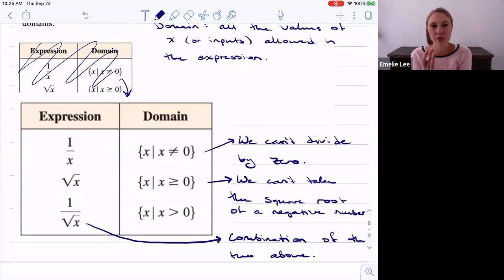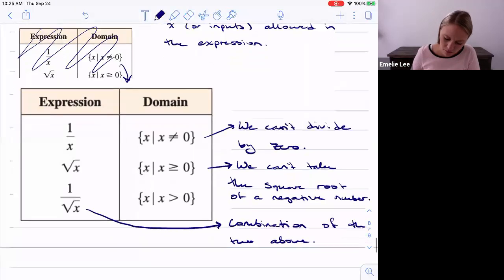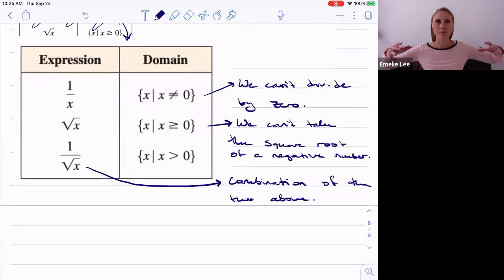So these are just things that we need to drill into our minds, right? We can't divide by 0. I can't take the square root of a negative number. And there can be combinations of these things that I need to keep track of, right? And kind of the overlap of all those conditions, that's going to be your domain.